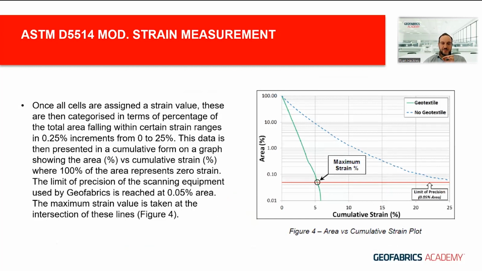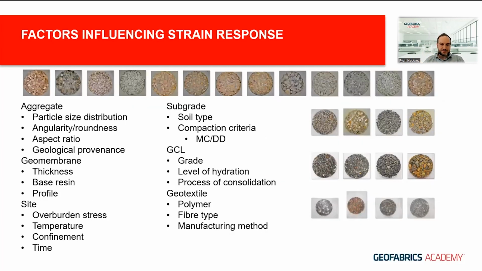So the limit of precision of this scanning methodology is reached at 0.05% area. Once you get past that point, if you do 10, 20, 30 repeat tests on the same profile, same textile, that's where you start to see the data start to vary. So we pick that limit of precision to determine the maximum strain.